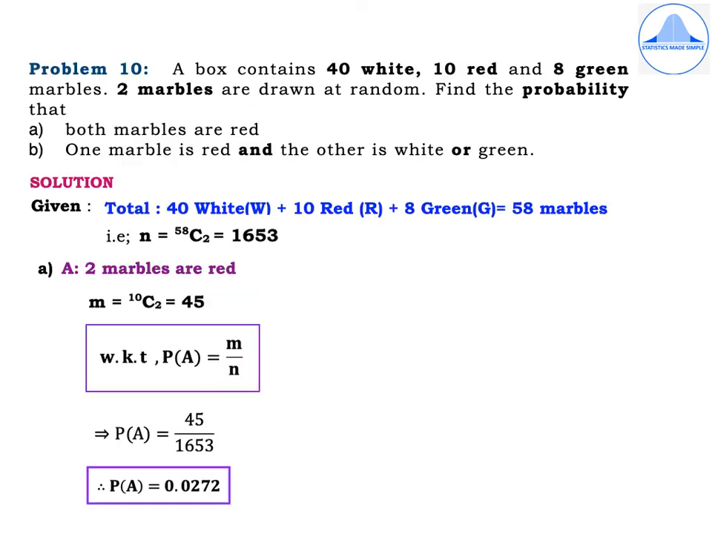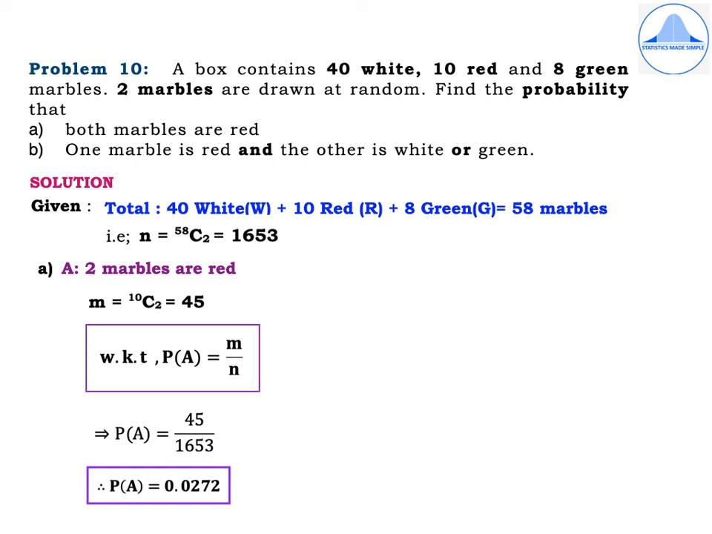Problem 10. A box contains 40 white, 10 red and 8 green marbles. 2 marbles are drawn at random. Find the probability that, first subdivision, both marbles are red; second subdivision, one marble is red and the other is white or green. Here I have highlighted the words and, or in the second subdivision.